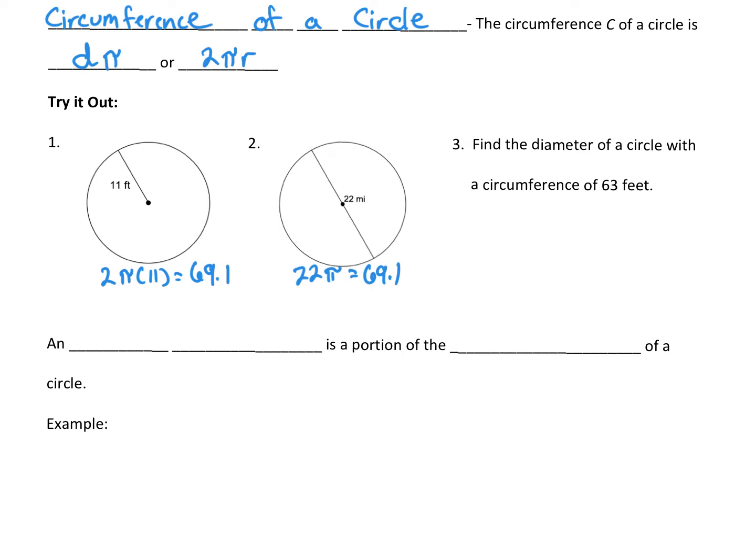Okay. Number 3, the diameter of a circle with a circumference of 63 feet. So the circumference is given, so 63 feet equals the diameter times pi. Well, we take that and we divide both sides by pi, we should get the diameter, which is 63 divided by pi. We get about 20 feet for the diameter.